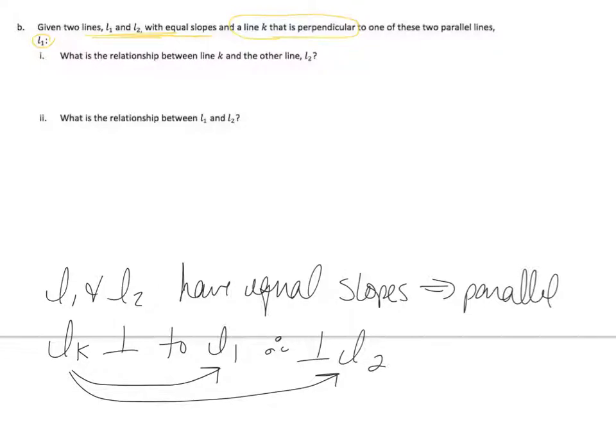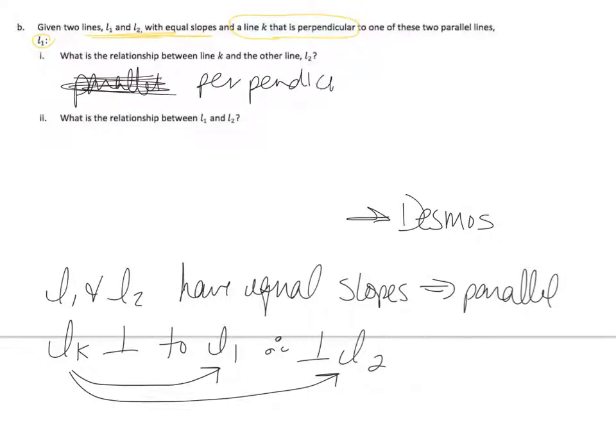That really is what I drew for you in the previous slide. I drew that using Desmos, which is a very cool website that you can just go to desmos.com from your computer, or it's an app that you can download. Either one, it doesn't matter. So the relationship between K and the other line, line 2, is they are perpendicular. And the relationship between L1 and L2 is they are parallel because they have the same slope.